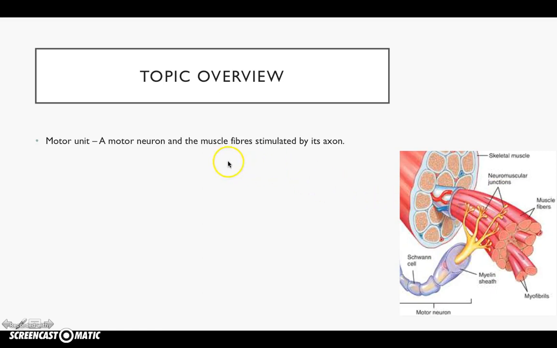So a motor unit is a motor neuron and the muscle fibers stimulated by its axon. This is the axon, the yellow thing there. You do not need to write this down, guys. I just want you to listen to it just so you have an overview of what you need to know. A motor neuron is a nerve cell which conducts a nerve impulse to a group of muscle fibers. So this is the nerve cell.